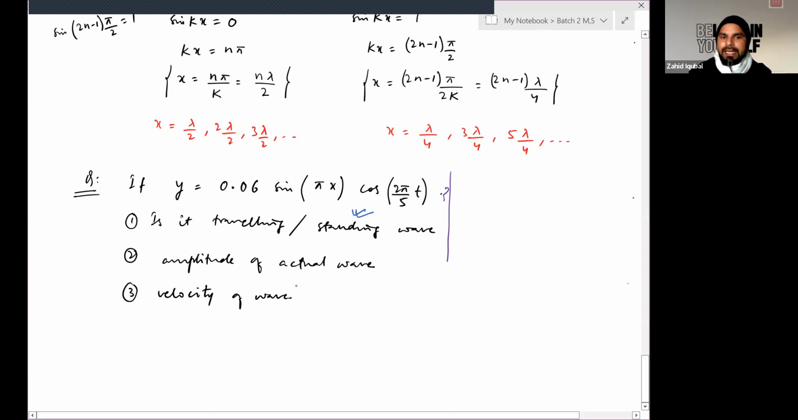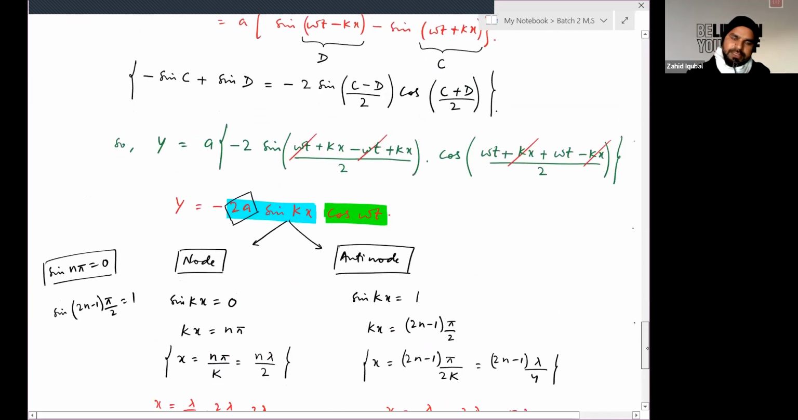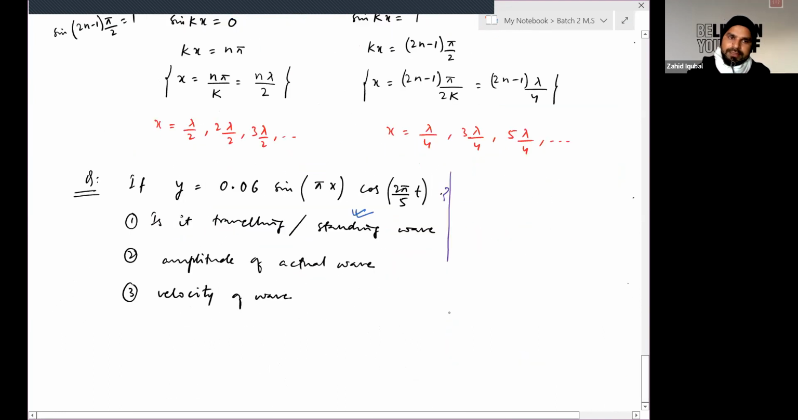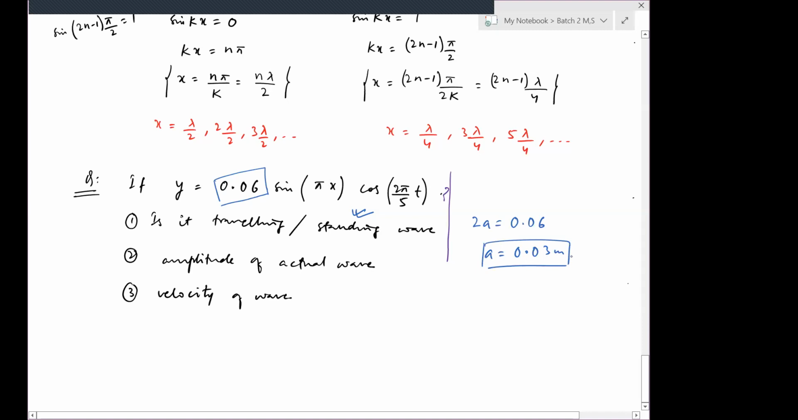Next, what would be the amplitude of its actual wave? Just compare it with this part. On adding, its amplitude becomes twice that of the incident or reflected wave. So from this part, it has amplitude 0.06, so it must equal 2 times A. So the actual amplitude A will be half of it. Is it clear? Yes, sir.